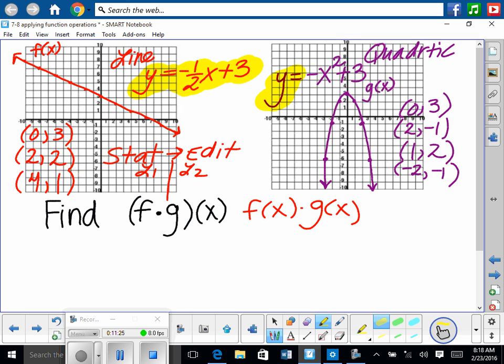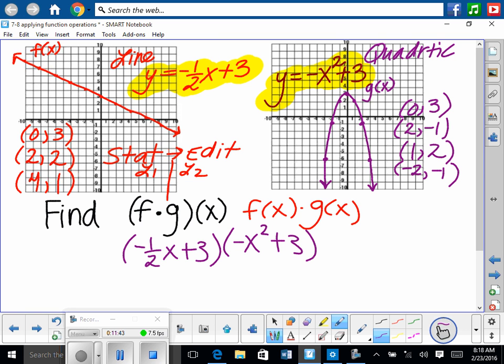Okay, so we have these two equations. And now, it took us a minute, but now we can finally go through and do f of x times g of x. So f of x was this. So we're doing negative 1/2 x plus 3 times g of x, which is negative x squared plus 3, right? Are we all good with this? Did we all get that? You're being really quiet.